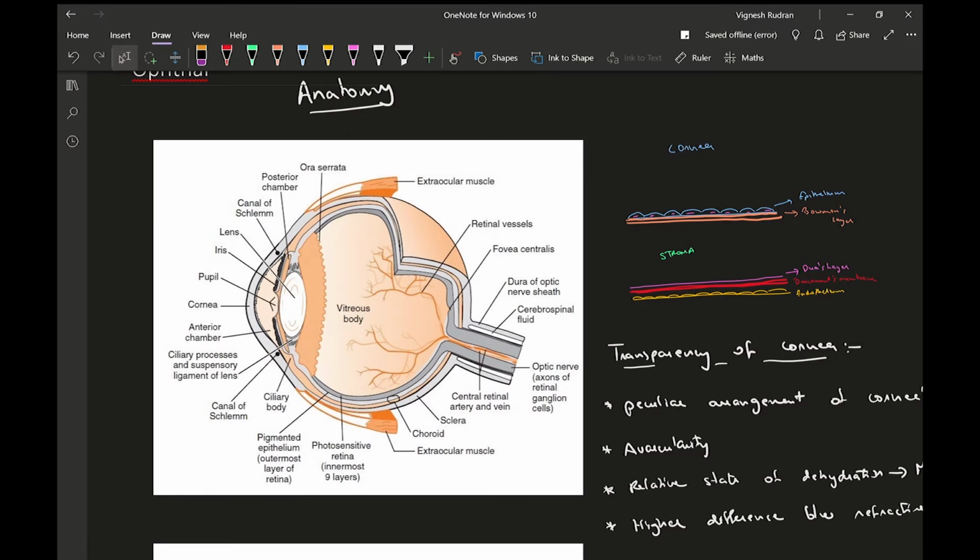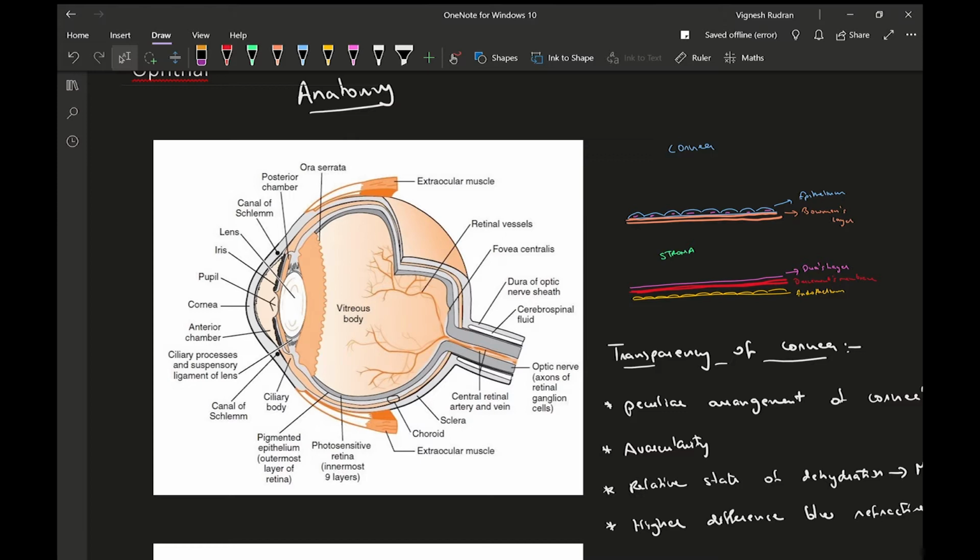Before starting off with the anatomy of the eyeball, I'll just mention a little bit about the extraocular muscles. You already know there are six extraocular muscles: the superior rectus, inferior rectus, medial rectus, lateral rectus, inferior oblique, and superior oblique. The only mnemonic you need to remember for this is SO4, LR6. Everything else is supplied by the oculomotor nerve, or the third cranial nerve. Superior oblique is supplied by the fourth nerve, which is the trochlear nerve. LR6: lateral rectus by the abducens nerve. Everything else is supplied by the oculomotor nerve.